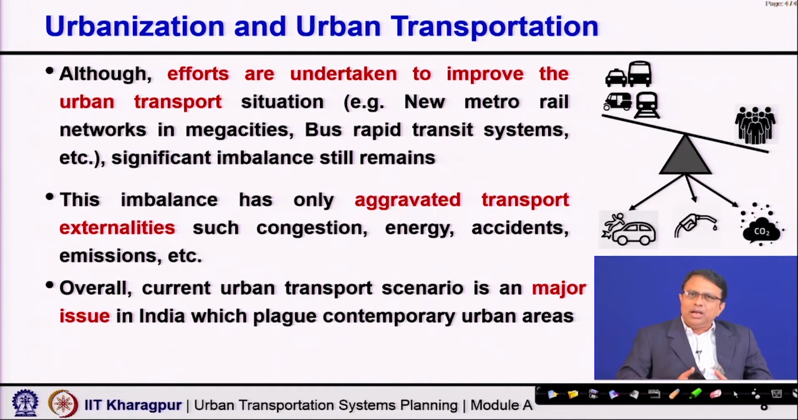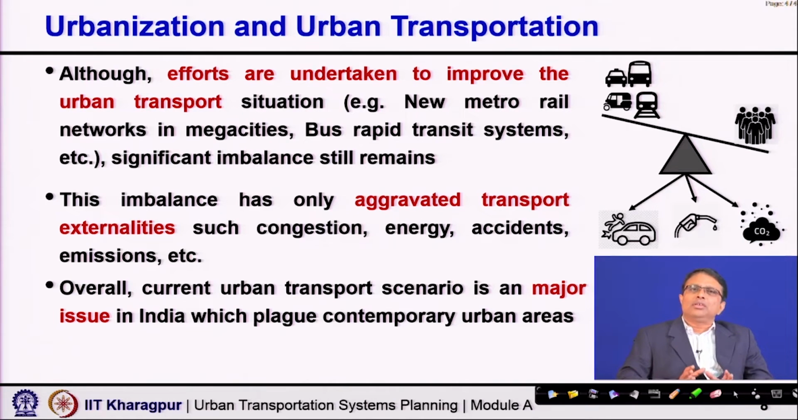But if you look at the urban areas in India, you will find there are still issues, and because of this imbalance we have serious issues of externalities which are directly affecting the quality of urban life. People go to urban areas hoping that they will have a better quality of life, but the transport itself, and of course not only transport, there are several other things, education, health, so many other things.